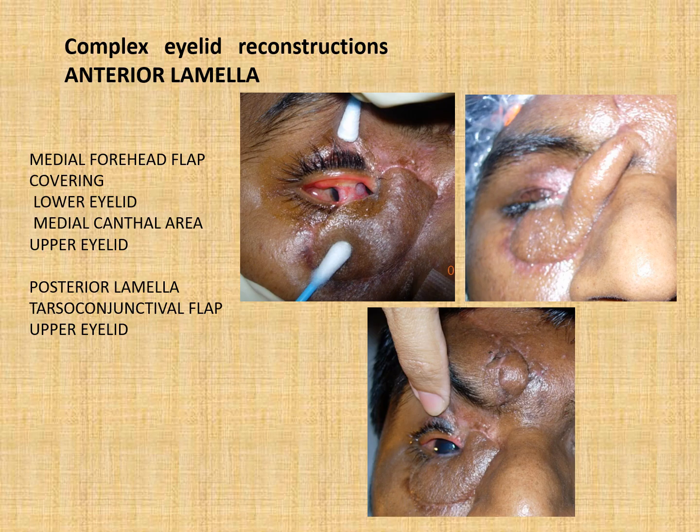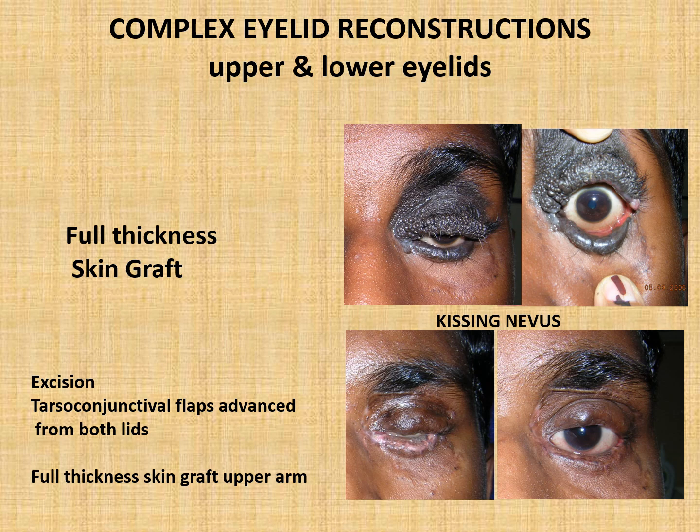Post-traumatic case. A full thickness skin graft in a kissing nevus. The tarsoconjunctival flaps from both the lids were advanced and a tarsorrhaphy was done. Full thickness skin graft from the arm was utilized to cover the upper eyelid and the lower eyelid.